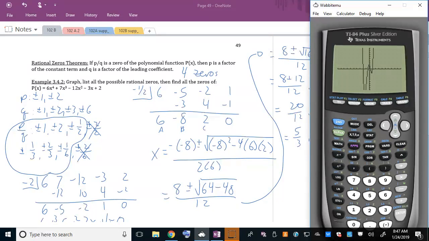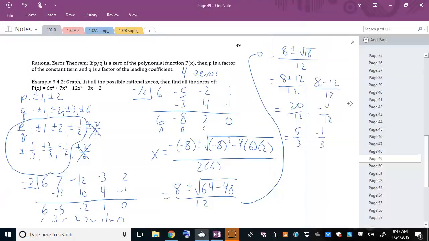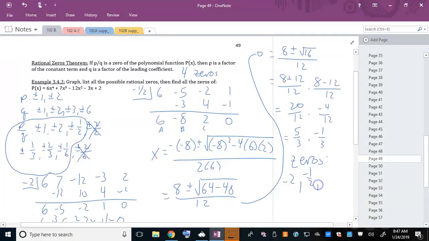So here, now again, those fractions are a little bit harder to see graphically, but if we look at the graph, it does hopefully look like, at least vaguely, that we have zeros in that area. So here, my zeros are -2, negative 1/2, negative 1/3, and 5/3. There's 4 zeros, so we are done.